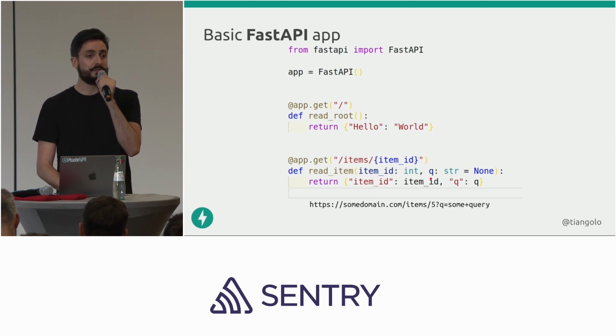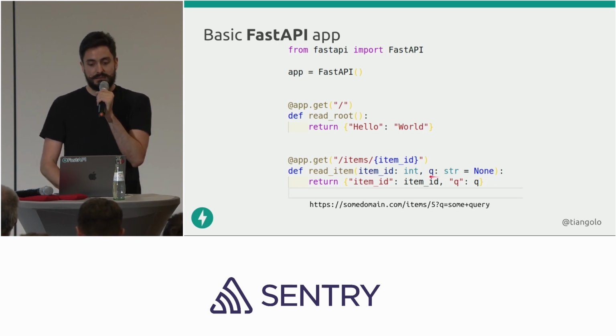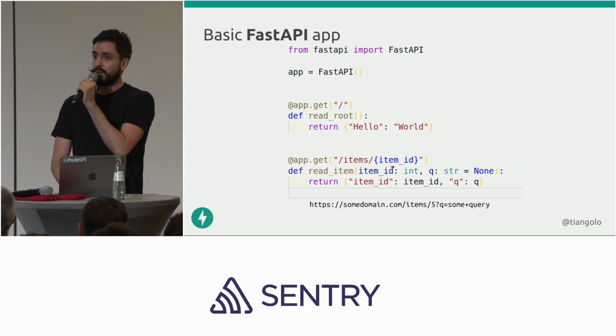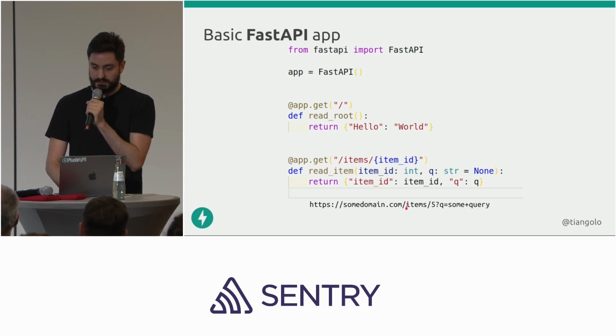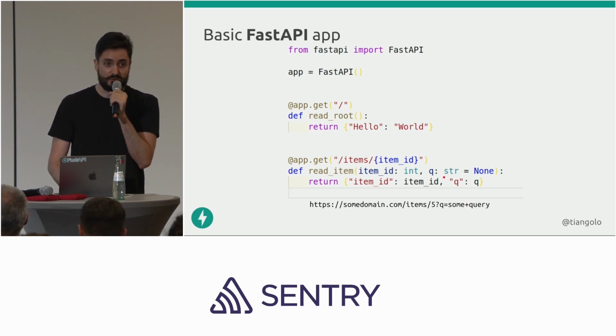We're also saying, hey, we also have this parameter q, this is a string, by default this is None. Because it's not in the path parameters, FastAPI will know that it has to extract it from the query parameters, which are these that go after the question mark. So this value, some query, is going to go in this parameter q. And because this has a default value, this is not required.